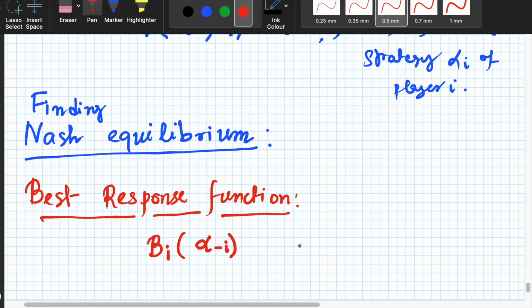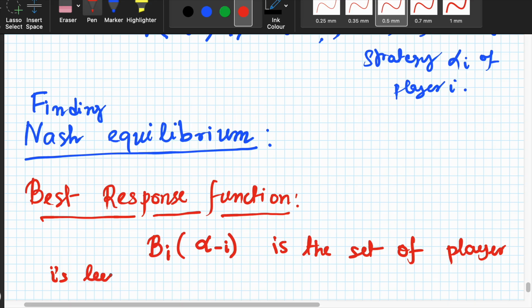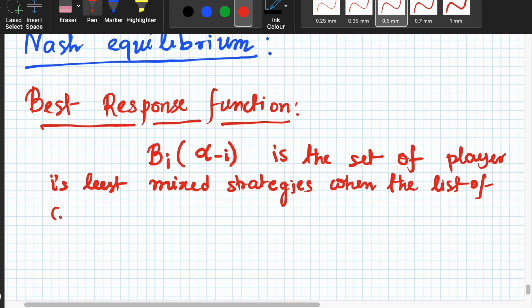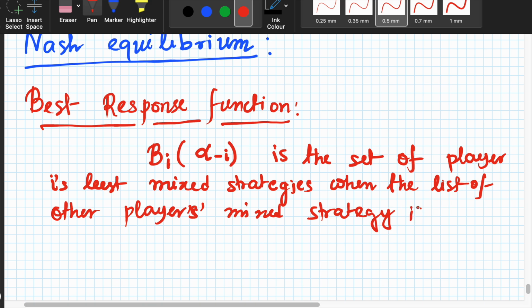It is the set of player i's best mixed strategies when the list of other players' strategies is alpha minus i.